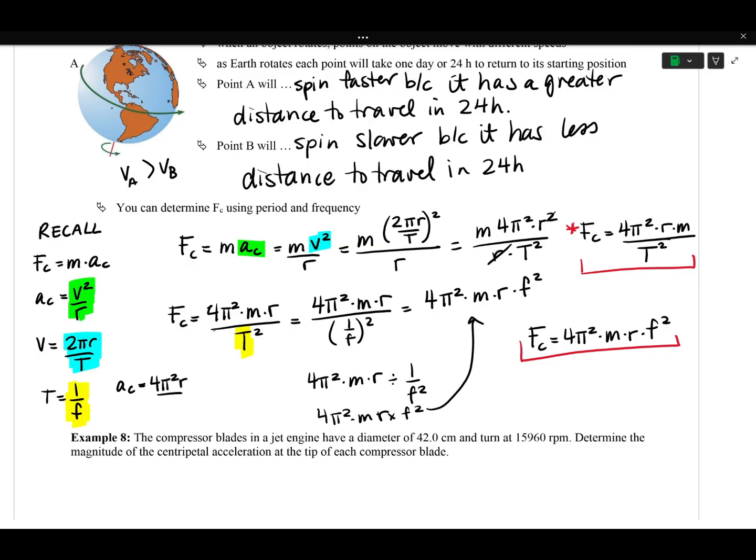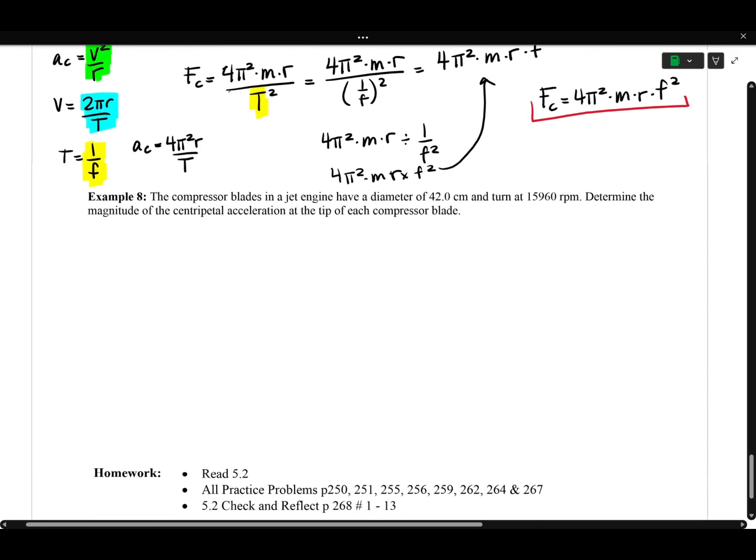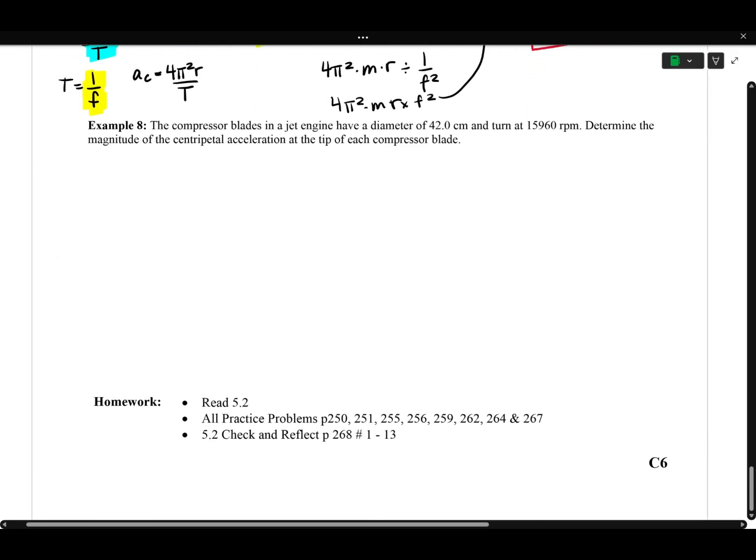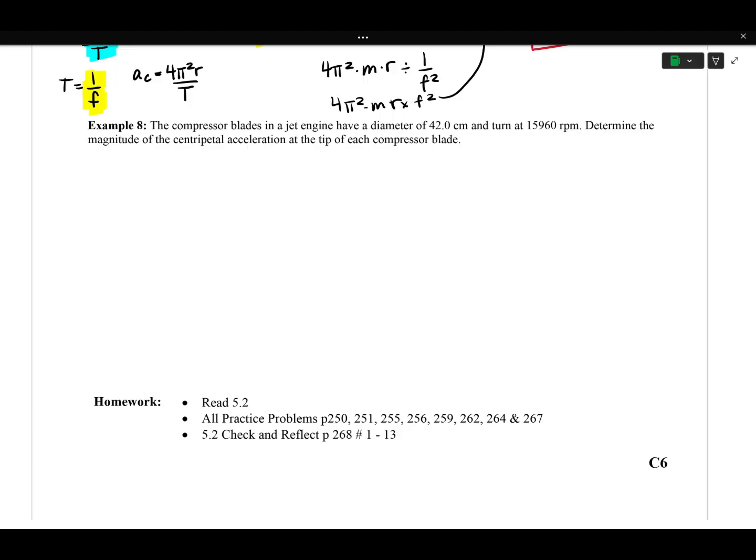Okay, and then you can also remember too, on our data sheet, we do have AC equals 4 pi squared r over t. So that does exist. So you could skip that circular speed. Okay, so let's try a problem, and then this is our last problem for 5.2, and then you can have the rest of the period to work on whatever questions you'd like to work on.